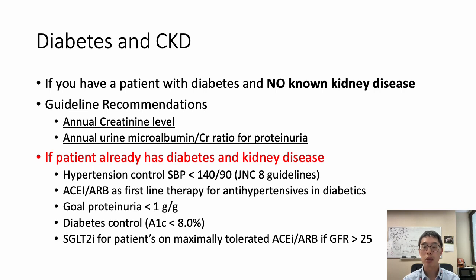In this case, we generally want to try to control a patient's blood pressure to less than 140/90 and start them on an ACE inhibitor or ARB, especially if they have high blood pressure. We can use medications such as ACE inhibitors and ARBs to try to minimize somebody's proteinuria to less than 1 gram per day. And again, the latest guidelines suggest using SGLT2 inhibitors for patients with diabetes to both minimize proteinuria and decrease the risk of chronic kidney disease progression in patients with a GFR greater than 25.